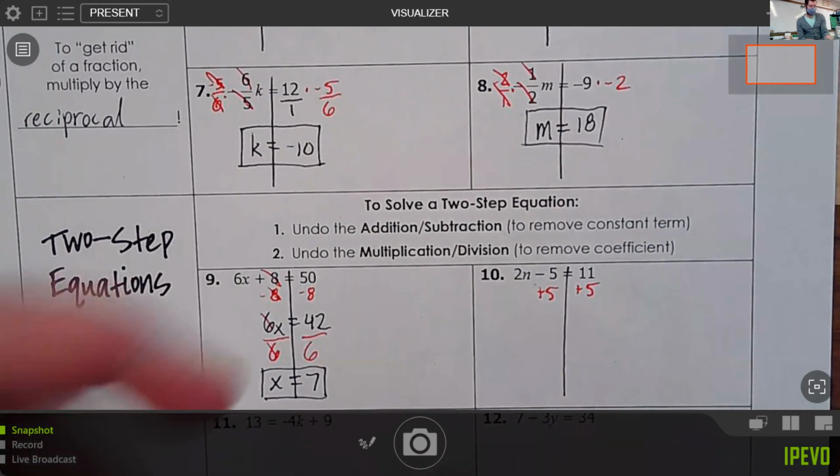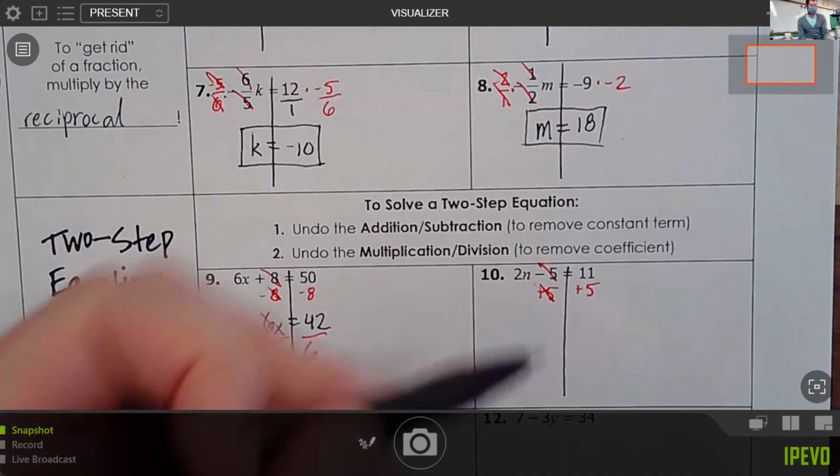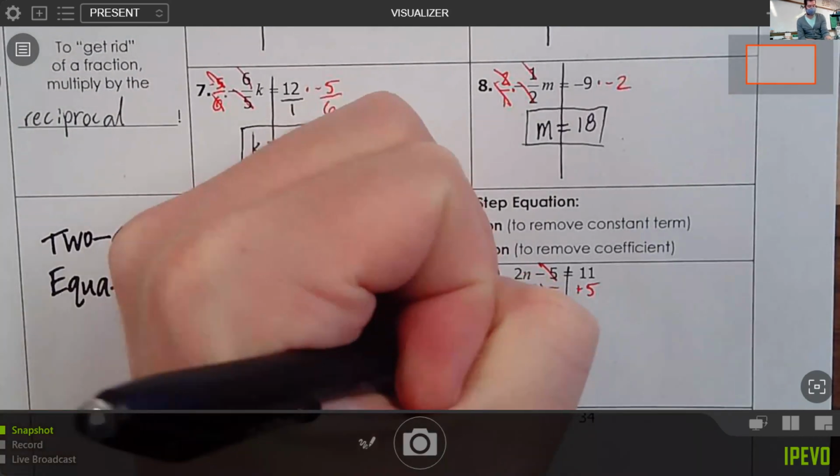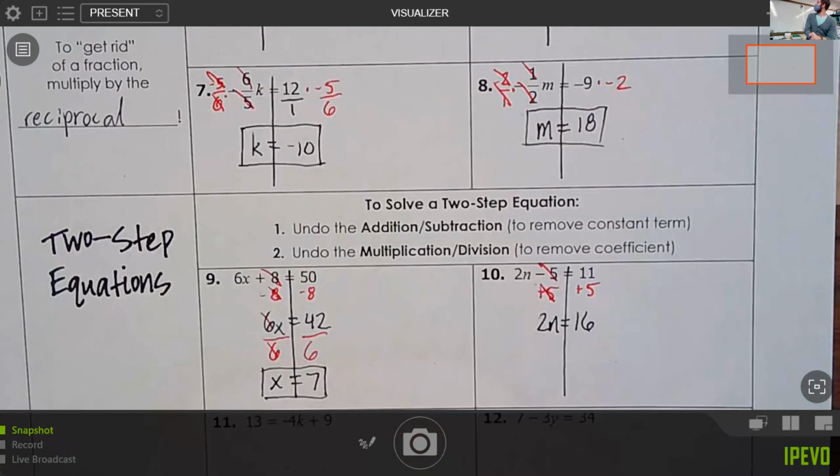So on the left-hand side, -5, +5, those cancel out. Those are gone now. So the 2n is what's left over. So I'm going to bring that down. 2n, 11 plus 5 is 16. So 2 times n is equal to 16.